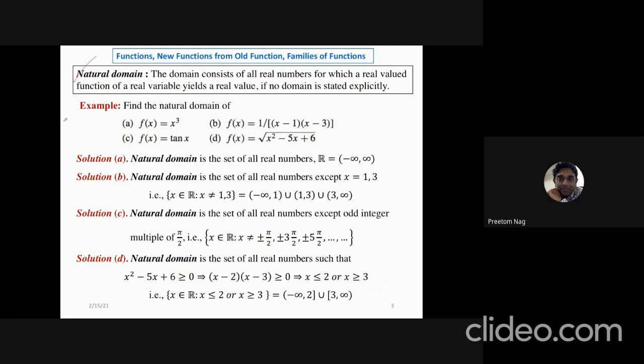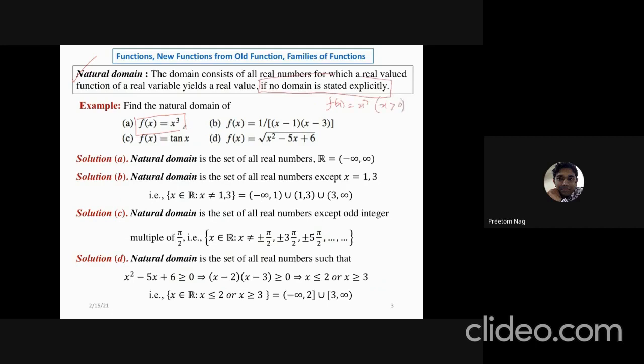Okay, natural domain is, for example, you are given a function f of x equal to x cube. Suppose any type of function is given to you, the domain that function naturally has is called the natural domain, right? The domain consists of all real numbers for which a real valued function of a real value is a real value, if no domain is stated explicitly. What does it mean basically? For example, if I consider f of x equals x cube, where x must be greater than 0.